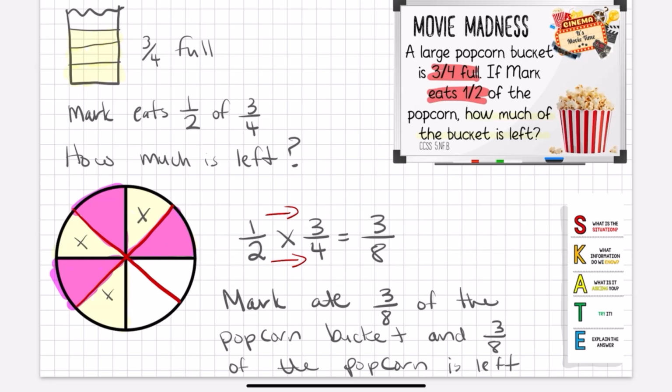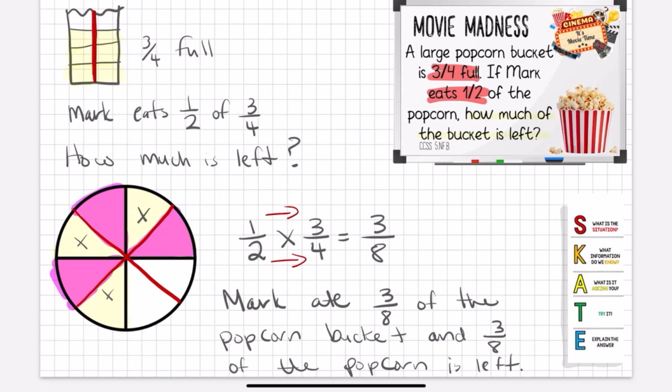is left. Since he ate half and there's half left, that means we started with 6/8 total. 3/4 and 6/8 are equivalent. And so he ate 3/8 and there are 3/8 left.